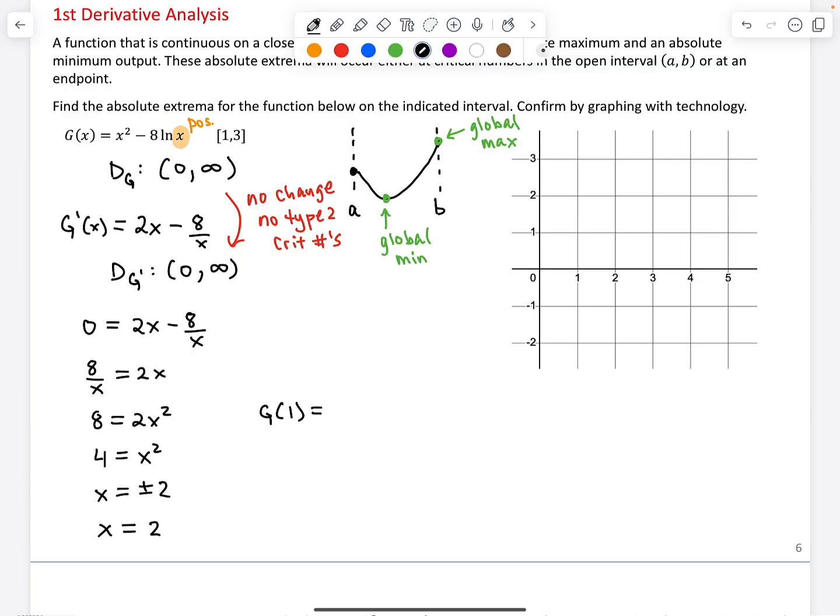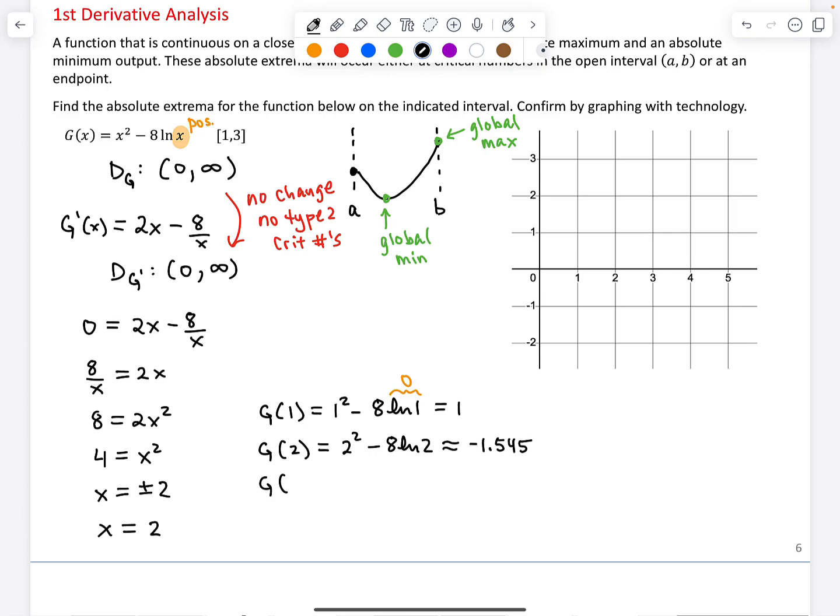The left endpoint, capital G of 1, which will be 1 squared minus 8 natural log of 1. Recall that the natural log of 1 is 0, because 0 is the exponent needed on e to make 1, and so we get a result of just 1 here. Now let's find G evaluated at the critical number, G of 2. This gives me 2 squared minus 8 natural log of 2. I will reach for a calculator and give a rounded answer of about negative 1.545.